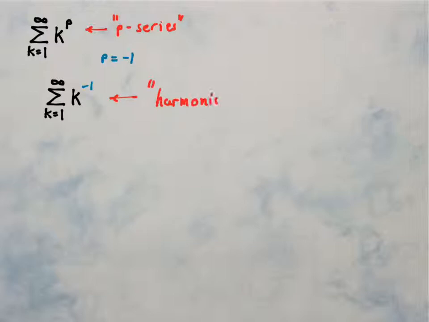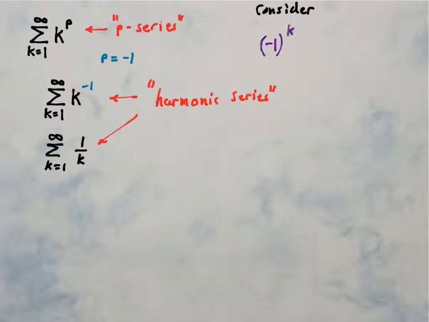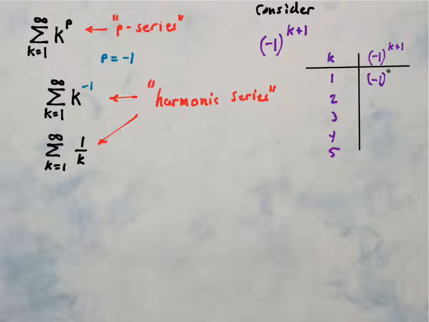This is then a p-series, and when p is -1, we actually have a special name for that p-series. It's called a harmonic series. Another form of the harmonic series is 1 over k instead of k to the -1. Now, what happens if I take -1 to the k plus 1 power? You'll see where this goes.